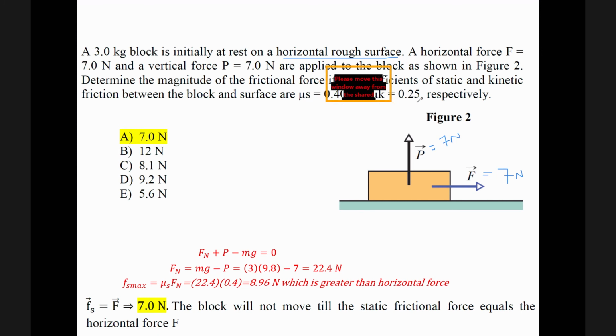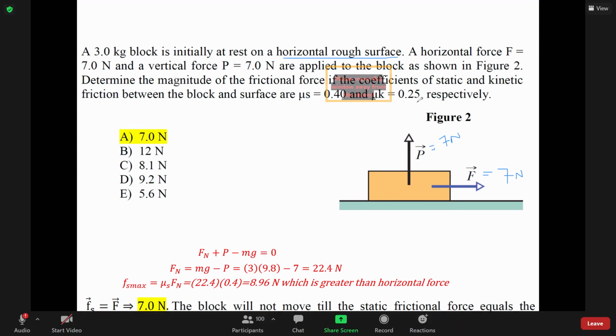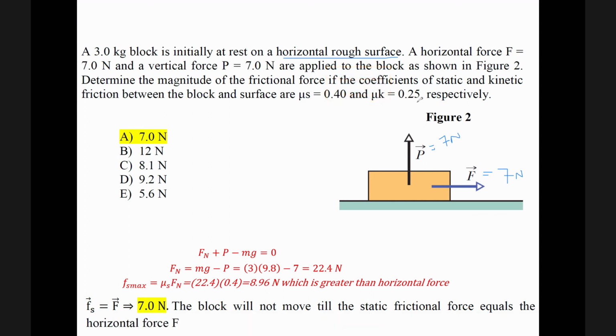0.4 and 0.25. Notice here mu s is greater than mu k. He said mu s is 0.4 and mu k is 0.25. He said tell me the friction. This one is difficult. First of all, I need to know if the object is stationary so that I can use the static law, or the object is sliding so that I can use the kinetic law. How to know? By calculating a threshold, the cap.